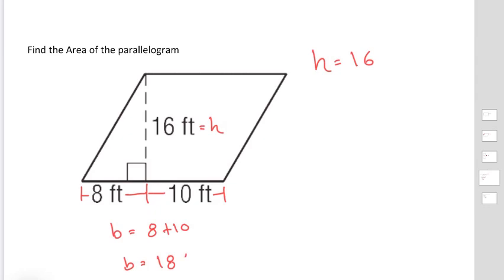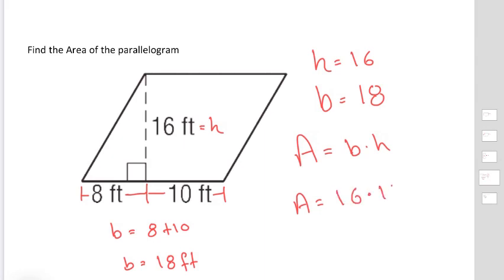So we have both the base and the height. The only thing to do to find the area of this parallelogram is we're going to substitute into the formula base times height, where B is the base of 18, H is the height of 16. And so we multiply those together and we get a total area of 288 units. Now in here, we're talking about feet. Because we are talking about area, it's going to be feet squared.